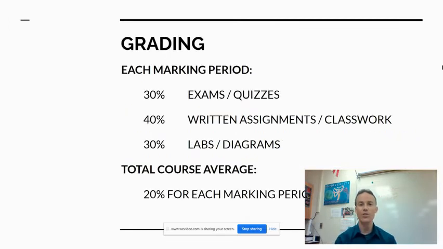The grading for this course is broken down as 30% exams and quizzes, 30% labs, and everything else is 40%, with a final exam at the end of the year, which is averaged into the other 4 marking periods to determine the overall course grade.